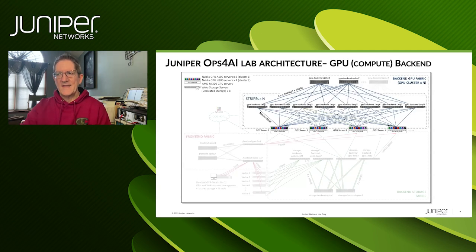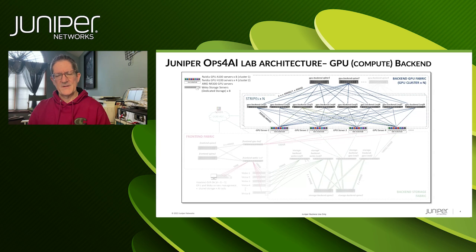So we have the backend network, or I should say networks. There's a separate backend network for each one of the clusters. And the backend networks, I really like to say, this is the star of the show. This is where the real magic happens. Because so much data is transferred between GPU nodes during a training run, you need a very high speed, high performance, low latency, low loss network.